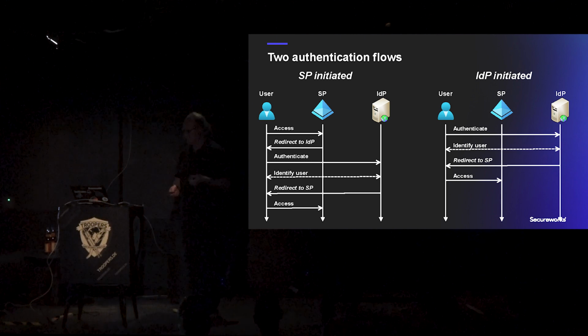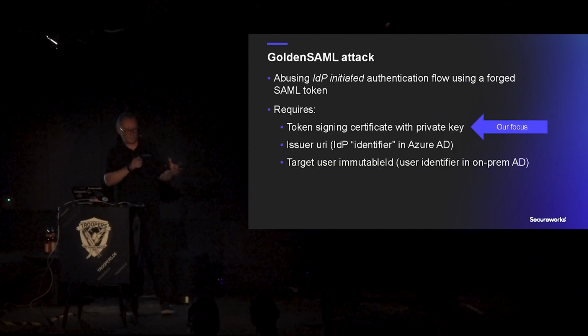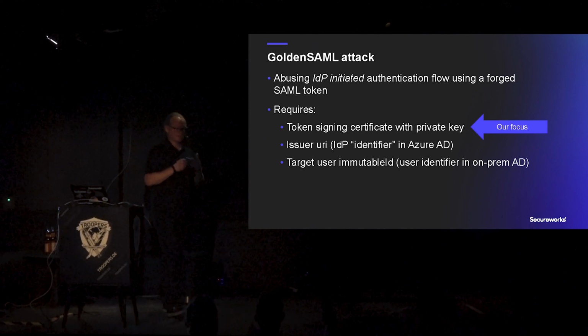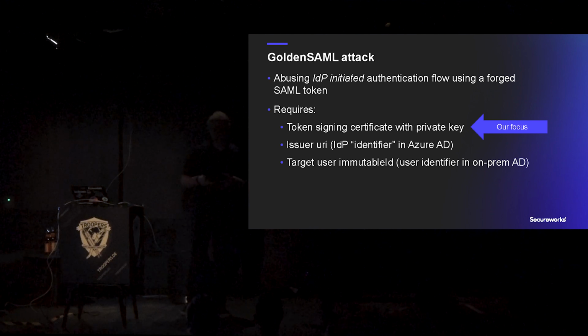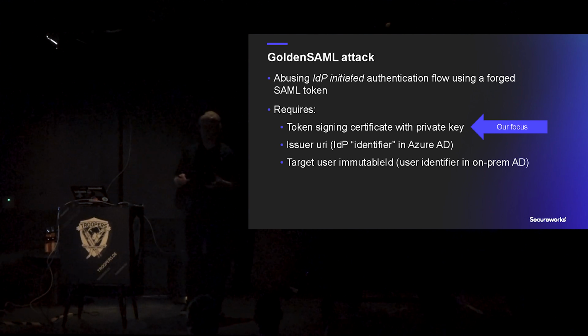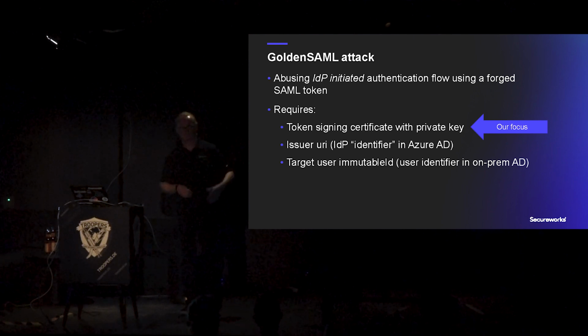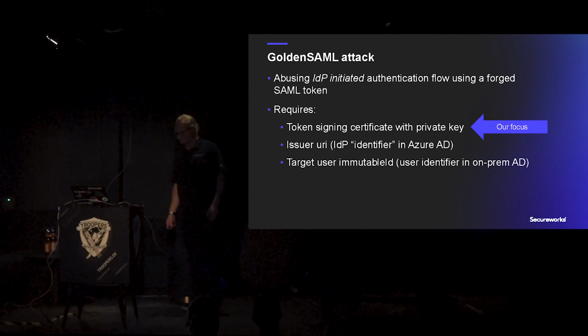And that's the golden SAML attacks, actually. So a golden SAML attack is abusing that identity provider initiated flow. Instead of going to the identity provider, you have stolen the certificate that the identity provider is using to sign those SAML tokens. And you are signing them by yourself and just going to Azure AD. Hey, I'm Nestori. And Azure AD says, yes, welcome. I trust you. You have signed the SAML token.